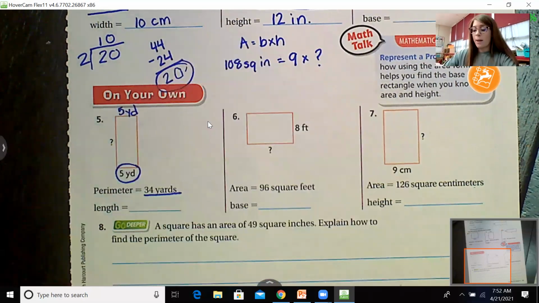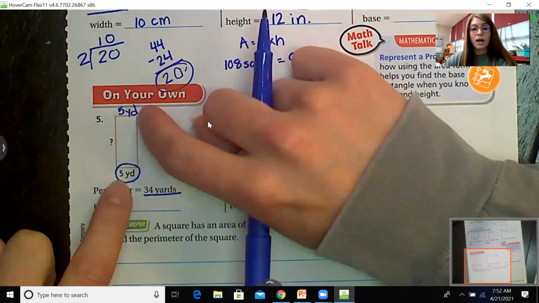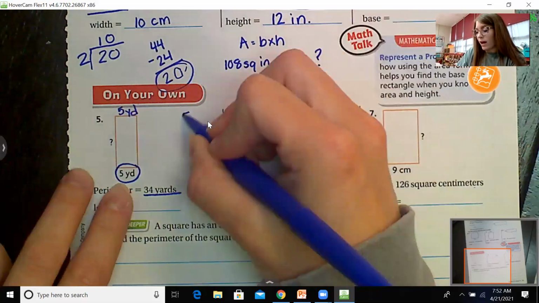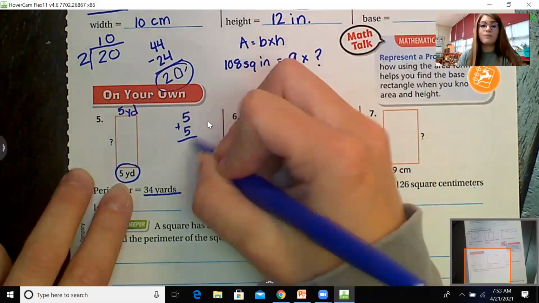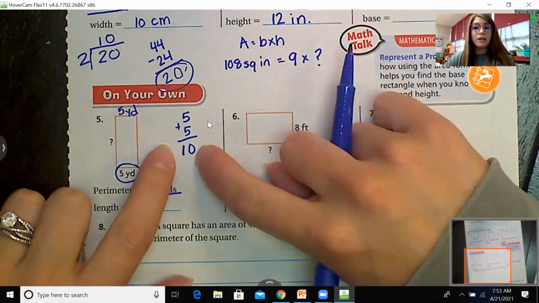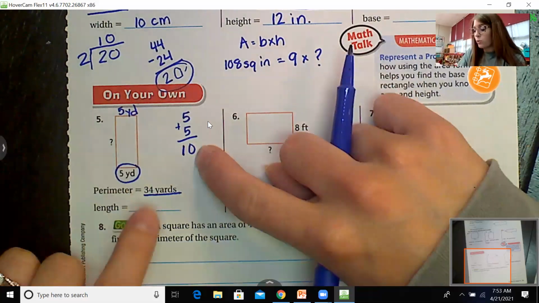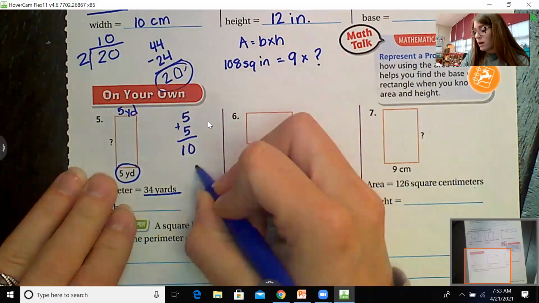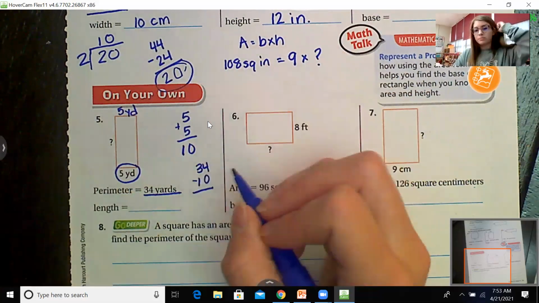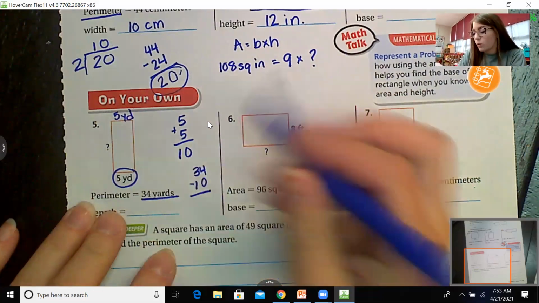So that means if this side is 5 yards, this side is also 5 yards. So just like I did in this one, I'm going to add these 2 sides up that I already know. 5 plus 5 is 10. Very good. Now, I'm going to take the length of the 2 sides that I already know, and I'm going to subtract it from my total perimeter. So 34 minus 10. Sorry, guys. 34 minus 10 is, very good, 24.